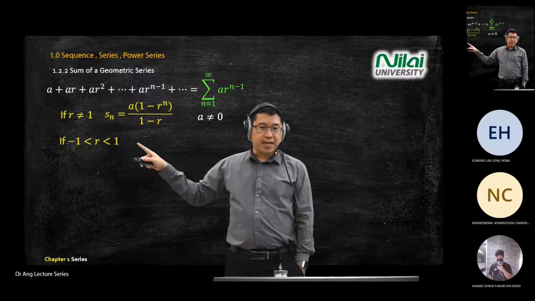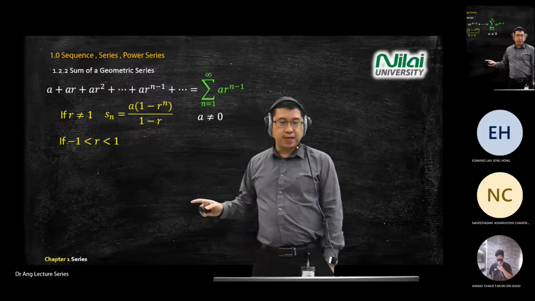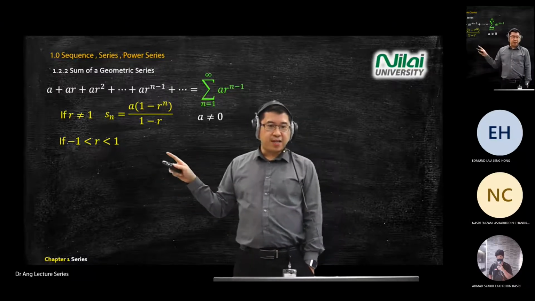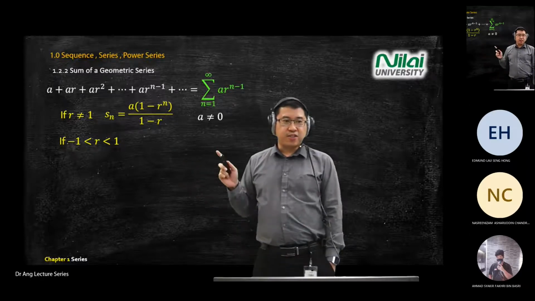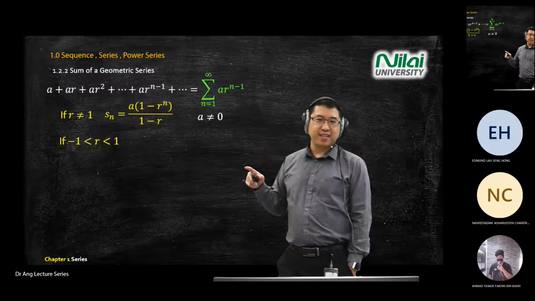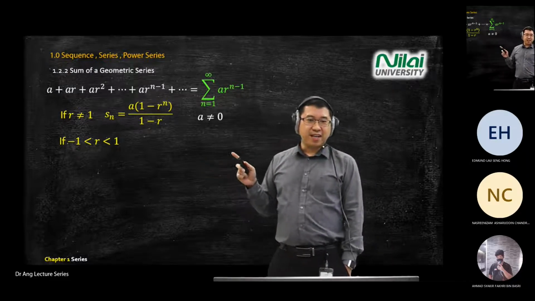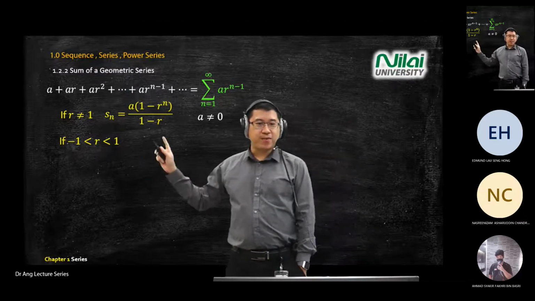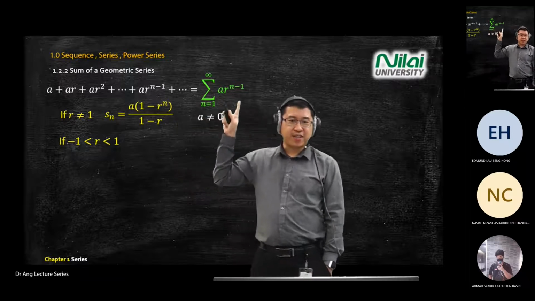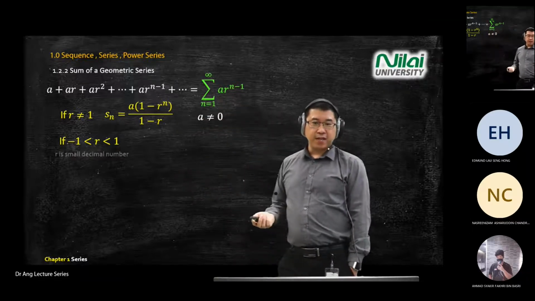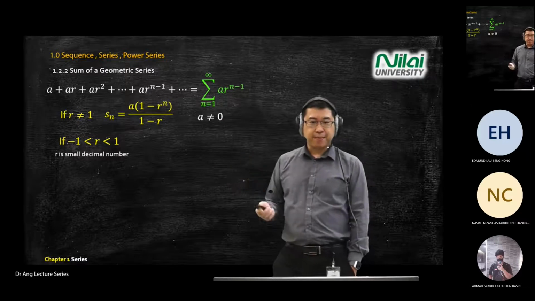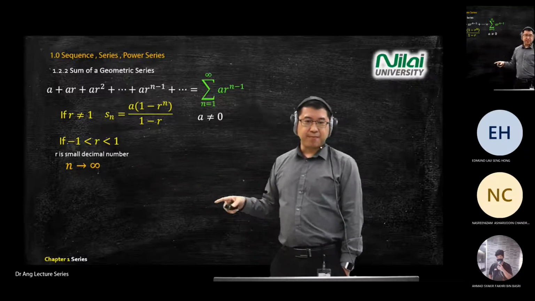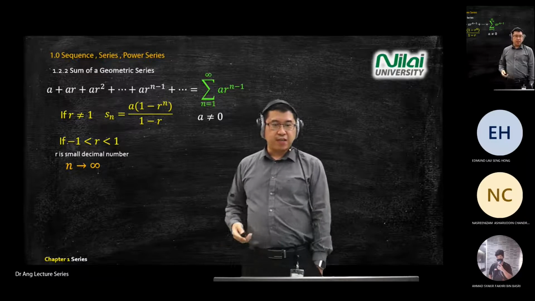So the second R value: what happens if R is between 1 and minus 1, meaning R is less than 1 in size, from 0.99 to negative 0.99. It cannot be 1. Once R gets to 1, you get infinity, and infinity means divergent. That is not what we want. You want to focus on convergent data. So R is a small decimal number, for example 0.999, but it's not 1.